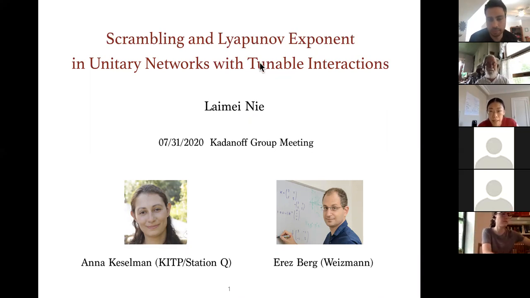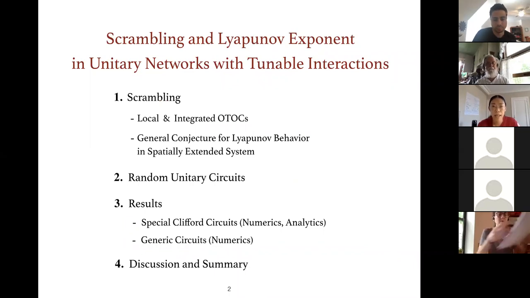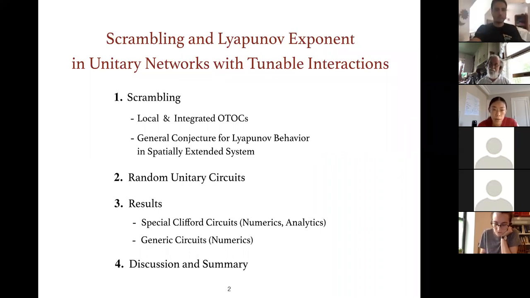Okay, so this is the outline of my talk. I will first briefly mention what I mean by information scrambling, as well as introduce several measures that people use to characterize scrambling in quantum systems. Then I will zoom in to one of the measures, the OTOC, and talk about how to use integrated OTOC to characterize scrambling in spatially extended quantum systems.